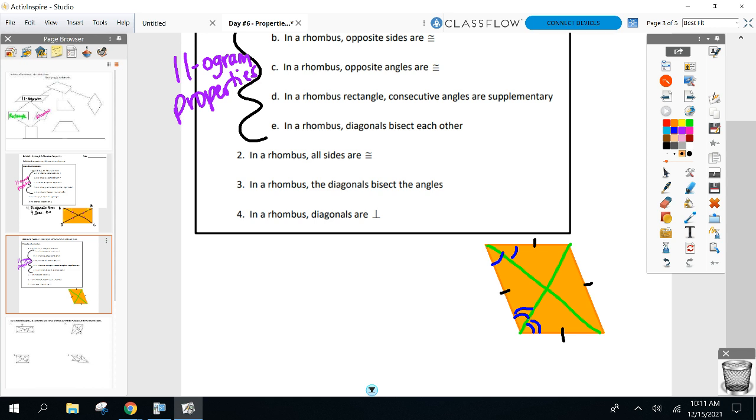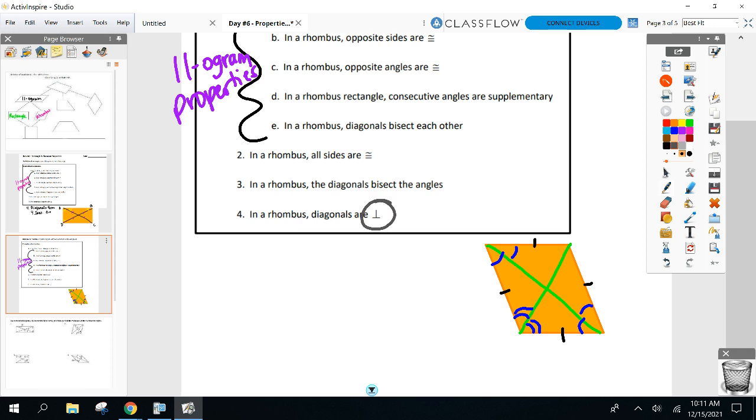Real quick, why am I allowed to just put one arc mark here, meaning all 4 of those are equal? How do I know all 4 are equal there? Emma? Oh, it's a parallelogram. Opposite angles are equal. So if I cut those equals in half, they're all equal. And then finally, the last property of a diagonal, they are?